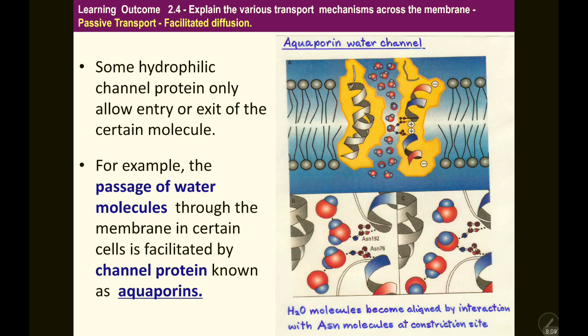Some of the channels only allow the entry or exit of certain molecules. Not everything can go through the channel. For example, this protein only allows water molecules to go through. This protein has a special name known as aquaporins. Porins always means pores, and aqua is something related to water. So aquaporins is the channel protein which only allows water to go through, not any other things.